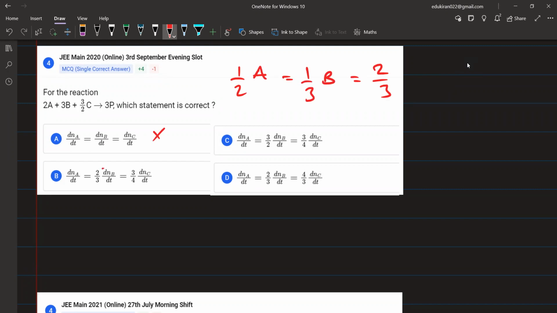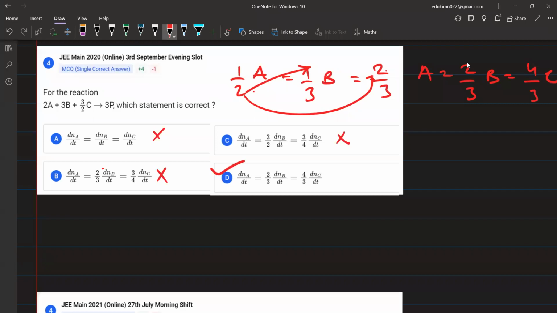2 by 3. This is 3 by 4. No, it won't be 3 by 4. If I am multiplying by 2 here, I have to multiply by 2 here also. So this is also not the correct answer. 3 by 2, 2 by 3. No, this is also not right. Then option D will be correct. So A is equal to 2 by 3 B, which is equal to 2 into 4 by 3 C. Okay, so D is the correct option. Write this down.